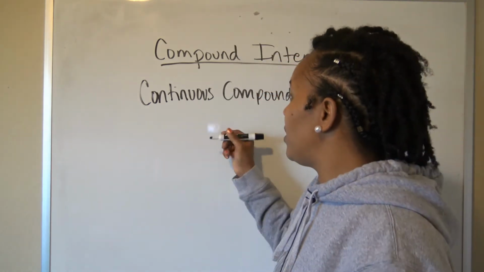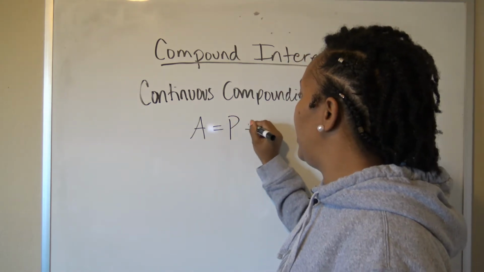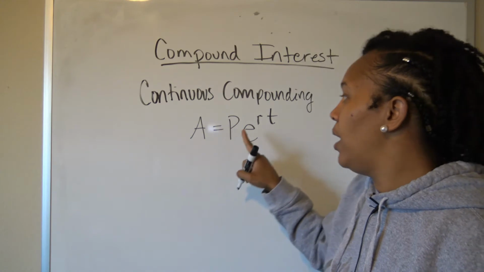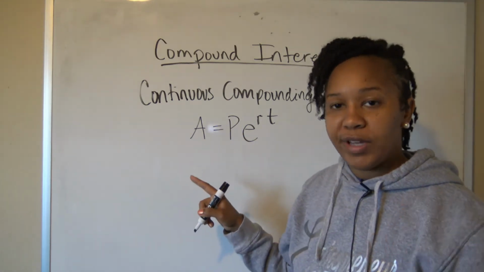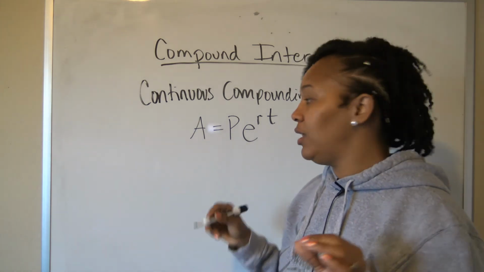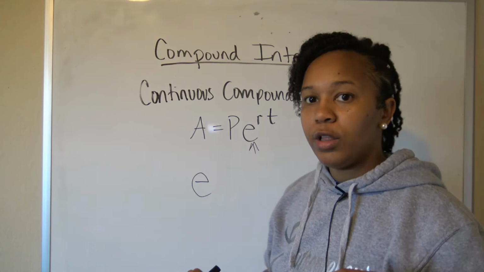And so the formula for continuous compounding is A equals P E to the RT. Now, A is still future value. P is still the principal or present value. R is still the interest rate. T is still the time in years. The only thing that's new here is this E. This E is what we call Euler's number.